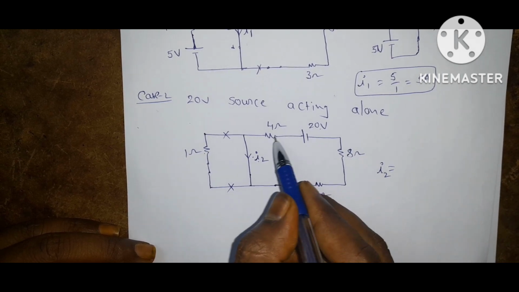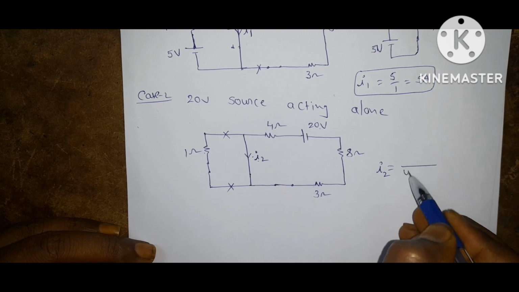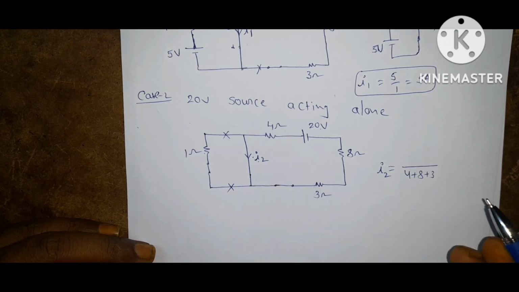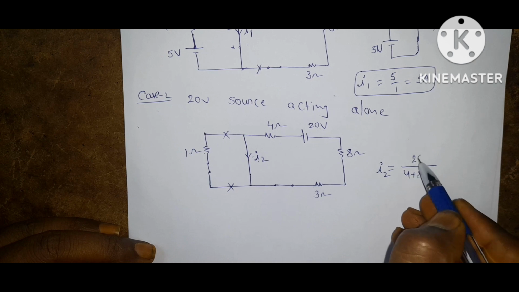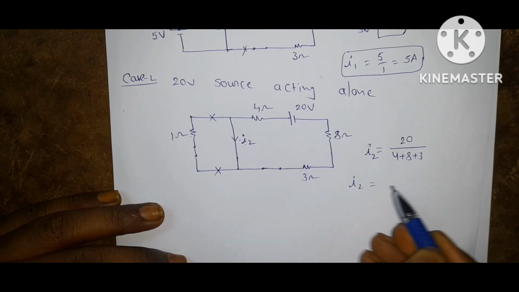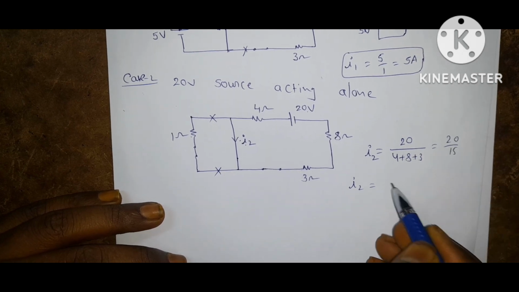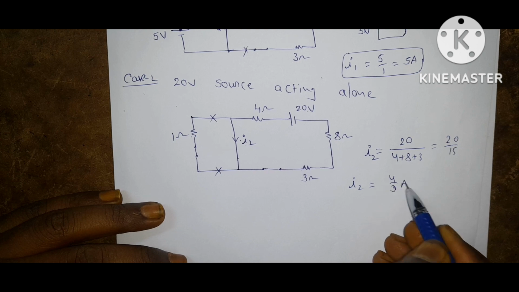I2 is equal to, all these three resistors are connected in series. So equivalent is summation of all resistors. The voltage is 20 volts. V by R equivalent. So what you are getting, I2 is equal to 20 by 15, 4 by 3 amps.